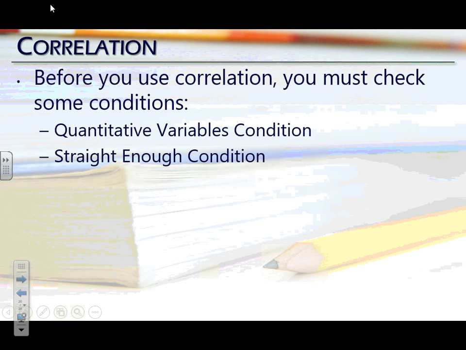That's why you have to look at the scatter plot. So you have to look at the scatter plot. If it looks linear, you can do correlation. If it looks nonlinear, you don't even bother with correlation.